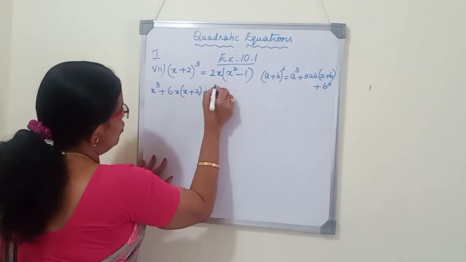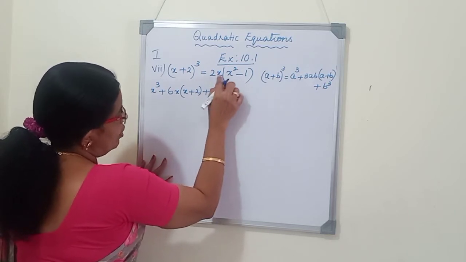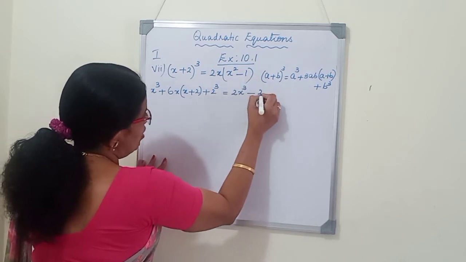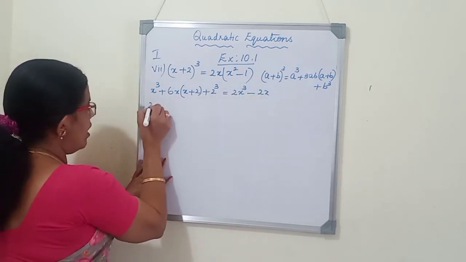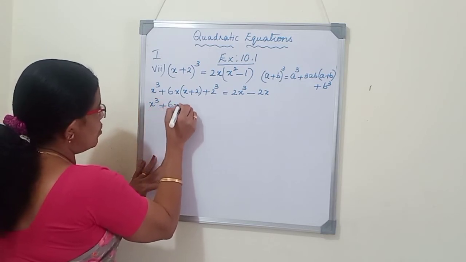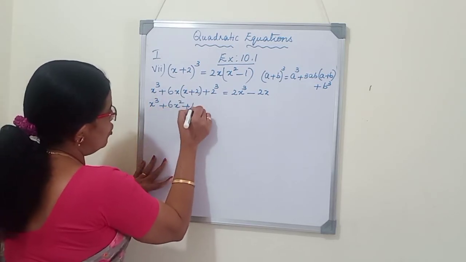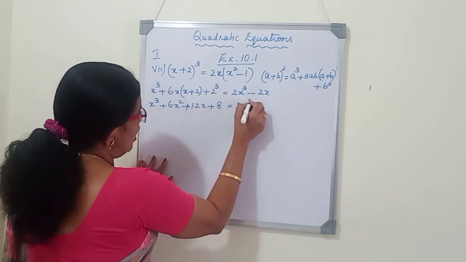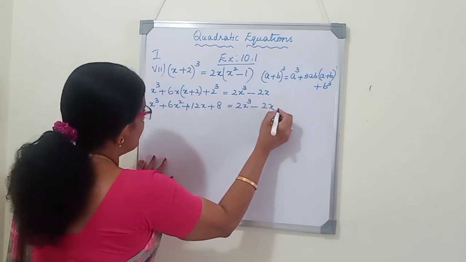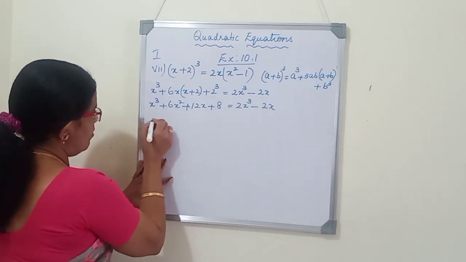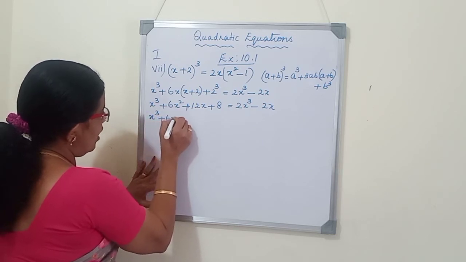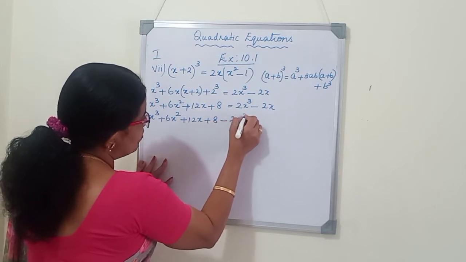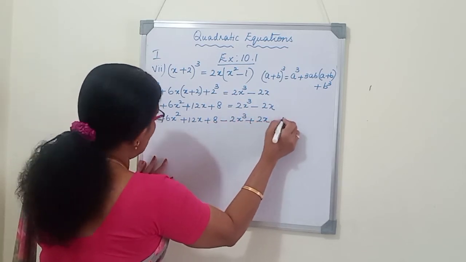b is 2, so 2³, equal to, here we will multiply 2x into x², 2x³, minus 2x into 1, 2x. So here we will open the bracket: x³ + 6x² + 6x into 2, 12x, plus 2³ is 8, equal to 2x³ − 2x. So now we will take all the terms to the left side: x³ + 6x² + 12x + 8 − 2x³ + 2x = 0.